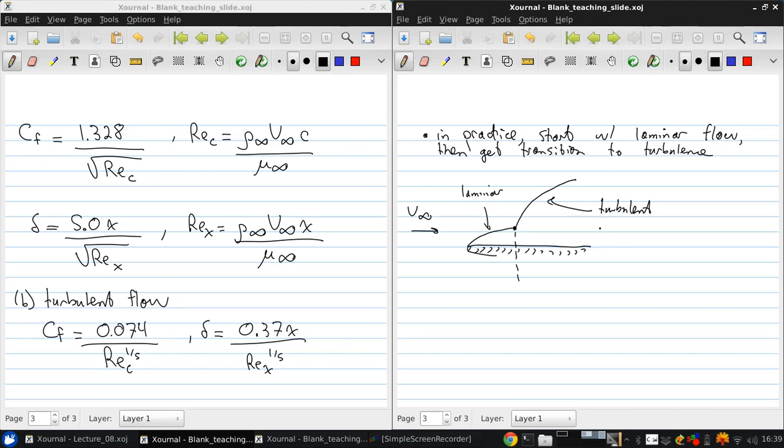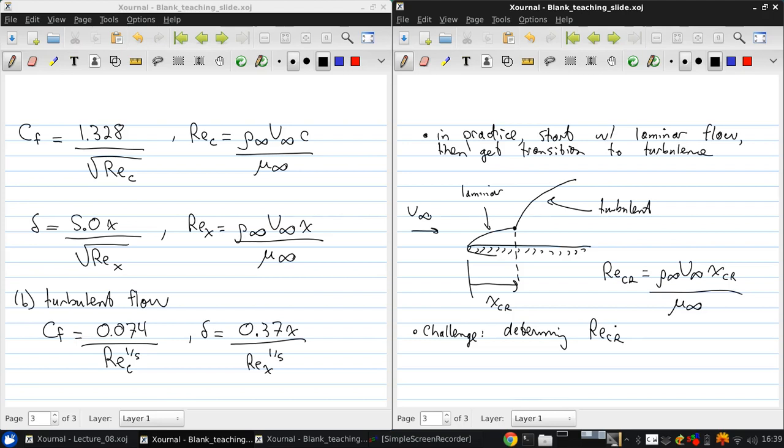And this transition happens at an x location, x sub CR for critical. And that is set by a critical Reynolds number, which is rho infinity V infinity x CR over mu infinity. So there's a critical location defined by the Reynolds number. So the challenge in practice is knowing what the critical Reynolds number is, determining Re CR.